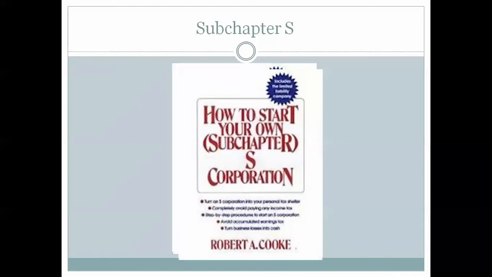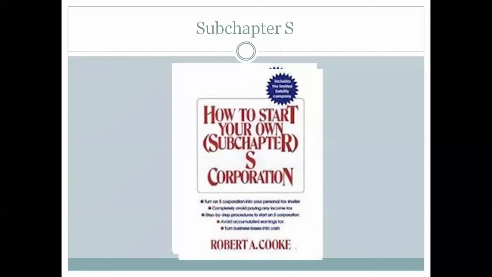The subchapter S basically solves that problem. It basically says, you know what, this person is a corporation, even though there may be only one person in the business, and there is a wall between this person's personal assets and their business assets. So yeah, you can go ahead and sue that particular company and that person, but you're only going to get the assets associated with the business. You can't touch that person's personal assets.